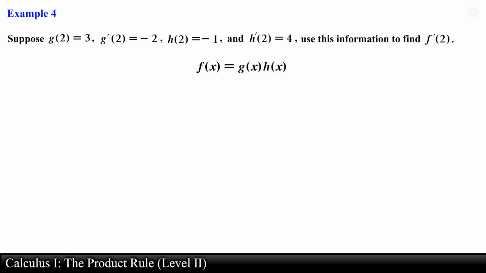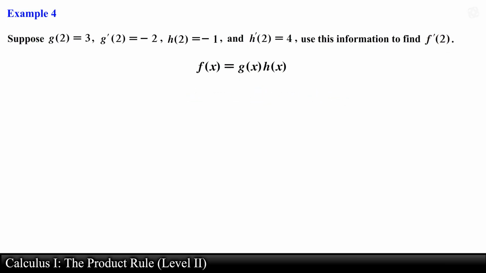This problem is asking us to find the derivative of f evaluated at x equals 2. Note that some textbooks might ask you this question by using the following equivalent forms. The derivative of g times h evaluated at x equals 2. Both expressions denote the fact that we are looking for the derivative of g of x times h of x evaluated at x equals 2.